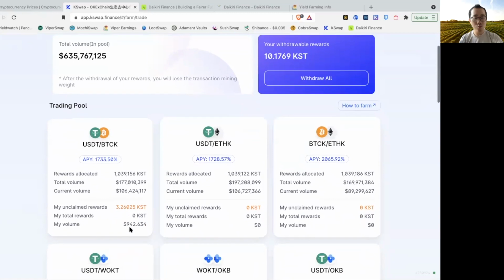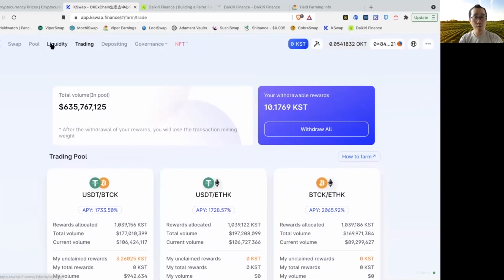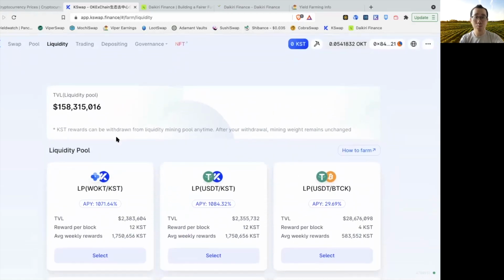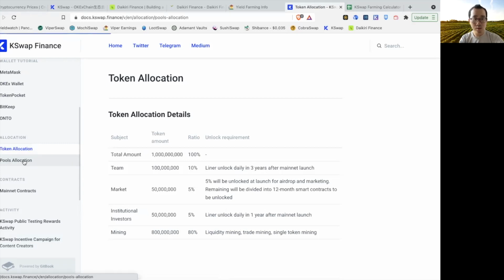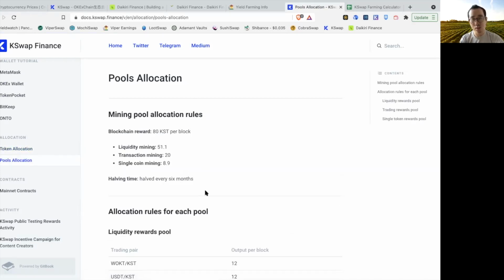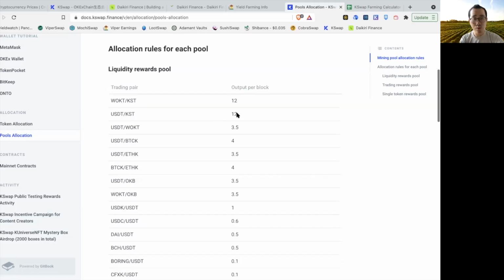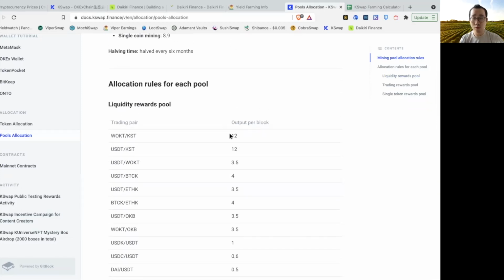And to calculate this, we actually need to look into the total volume, the block reward for each trading pool, the block reward for the liquidity mining pools, as well as the APYs of the liquidity mining pools. So after toying around with KSwap, I found that there is a pools allocation section in their GitBook, and they tell you how much KST, the native farm token, is being distributed to every pool. So this is like rewards per block for each given pool. And then, just for the sake of analysis and quantifying whether farming on KSwap is worth it or not, I created this little spreadsheet.